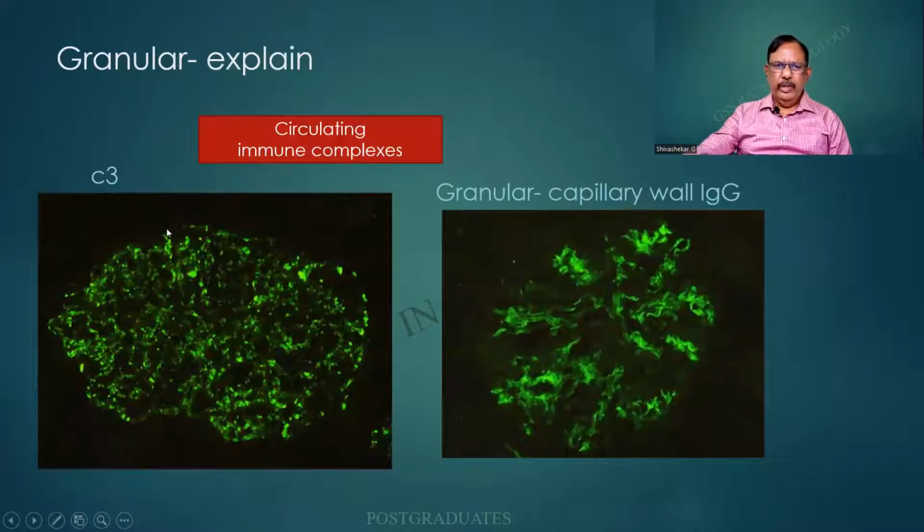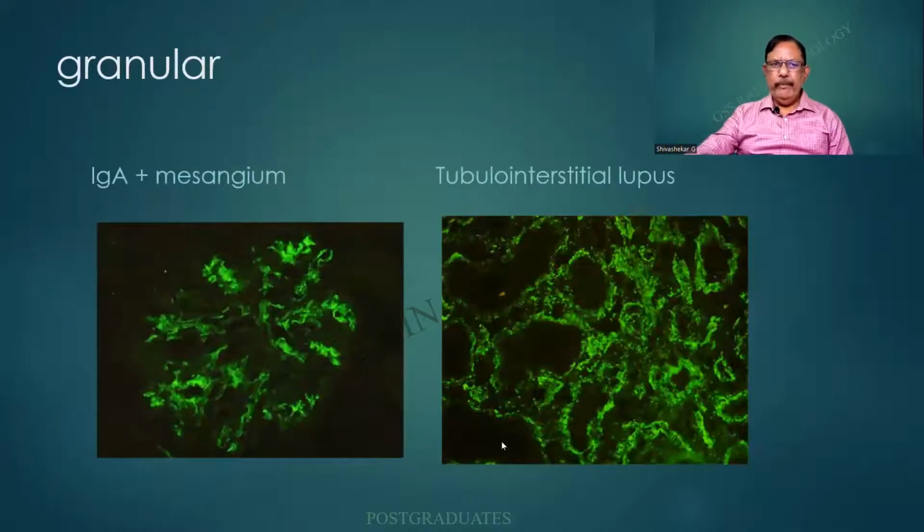Granular. So this is a beautiful picture. It can be because of the immunoglobulins or it can be because of the C3 activity. I hope you people are able to identify the circulating immune complexes which get deposited in between the foot processes, producing the granularity. IgA again is a classical example. I don't think you will be having any doubt about the granularity in this. There is no continuity. And it is around the tubules, not the glomeruli.